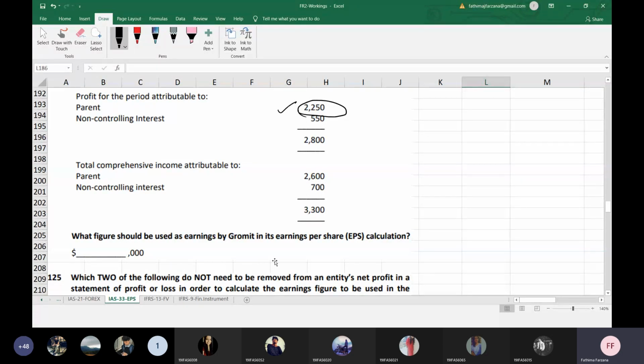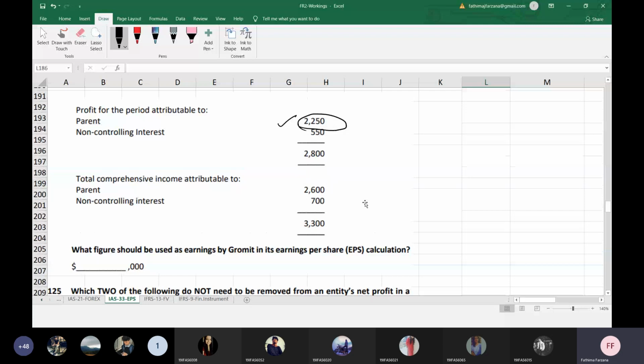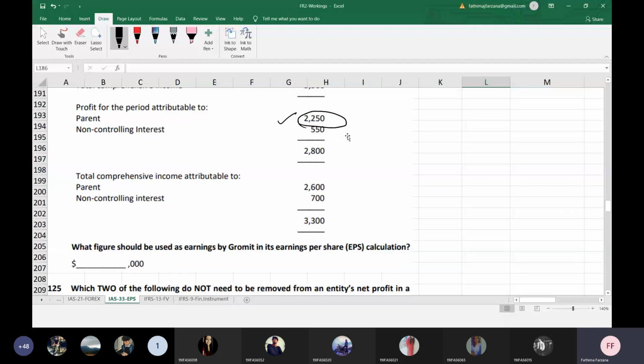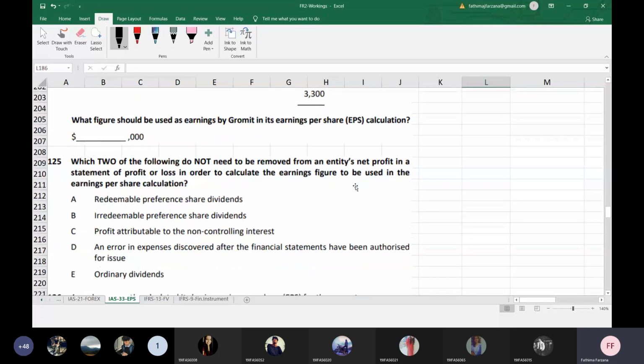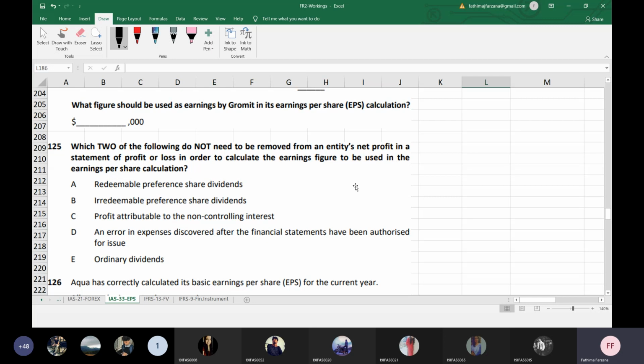That's it. They are asking which figure should be used as earnings by Gromit. Profit after tax and all, profit for the year will you take? So how much will you take to find EPS? You will take only the parent company's amount. You should not take non-controlling interest. Parent company will distribute the dividend. So you have to take 2250. You'll understand this only after consolidated financial statements.